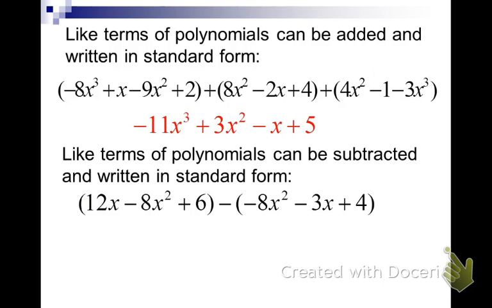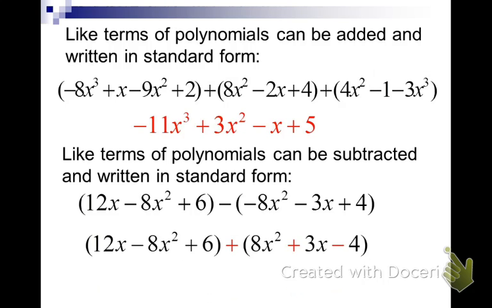We can subtract polynomials just as easily as we can add them, although with subtraction problems, a lot more mistakes are made because that negative out in front of the parentheses has to be distributed to all 3 of the terms inside of the parentheses. And so when you distribute it, that negative 8x squared in the parentheses turns positive because a negative times a negative is a positive. The negative 3x turns into a positive because a negative times a negative is a positive. And the positive 4 turns into a negative because a negative times a positive is a negative.